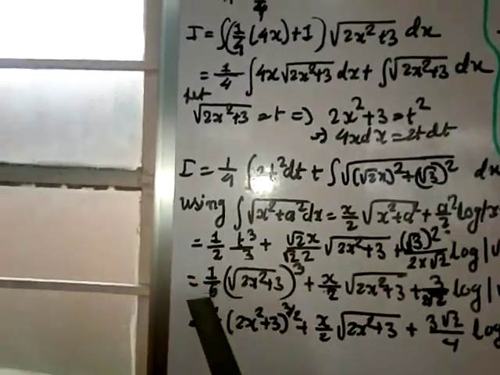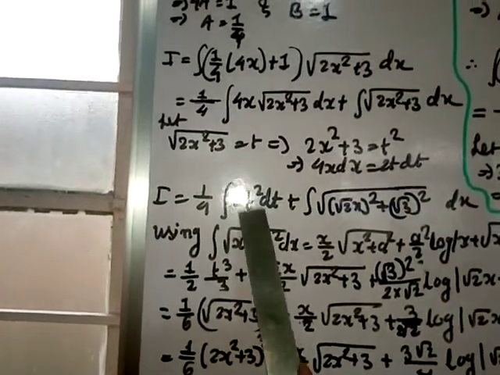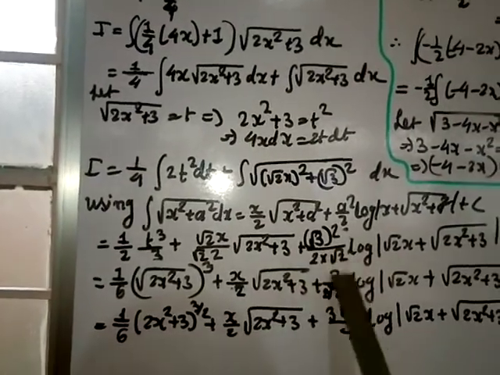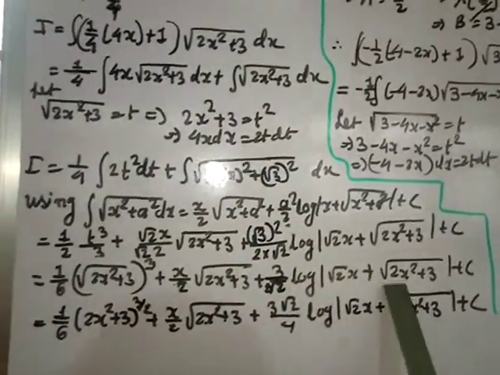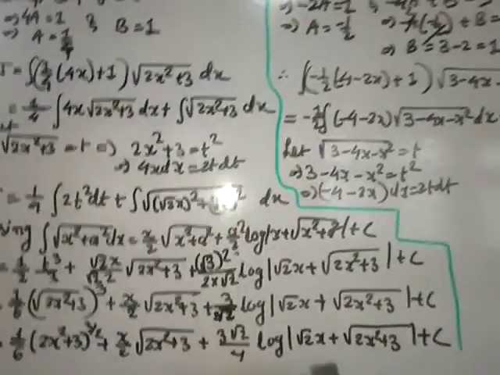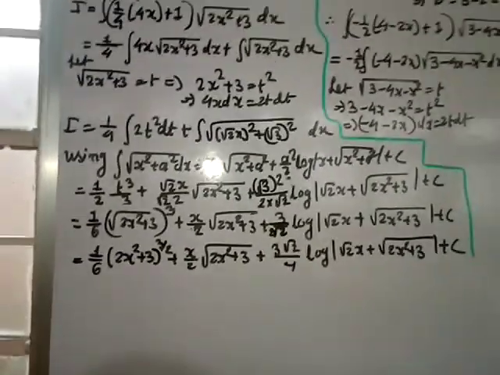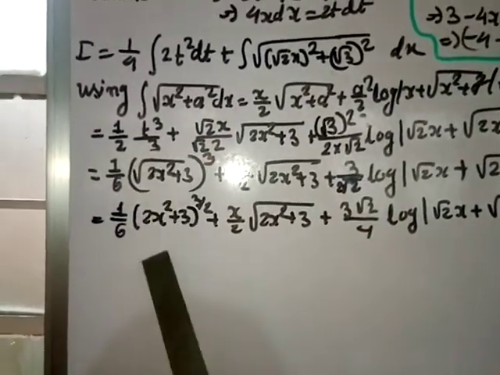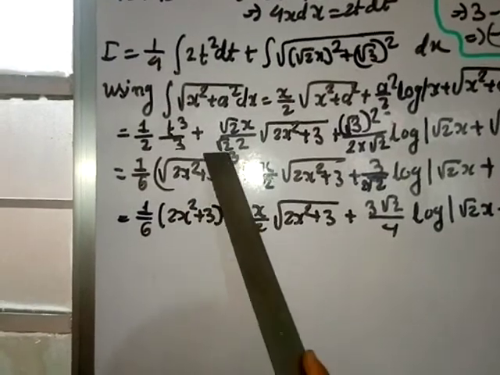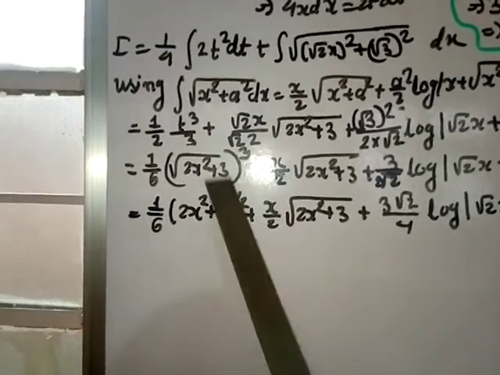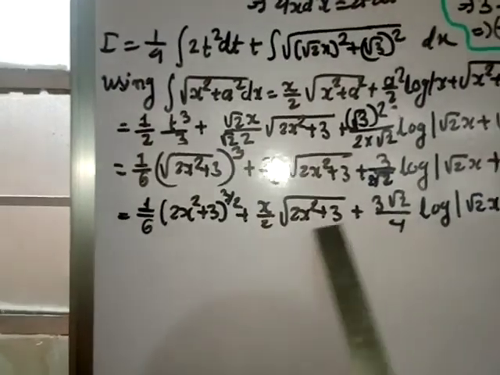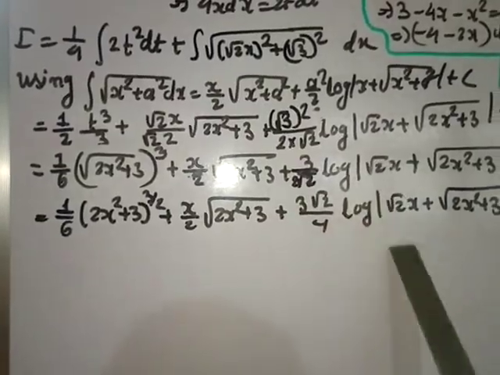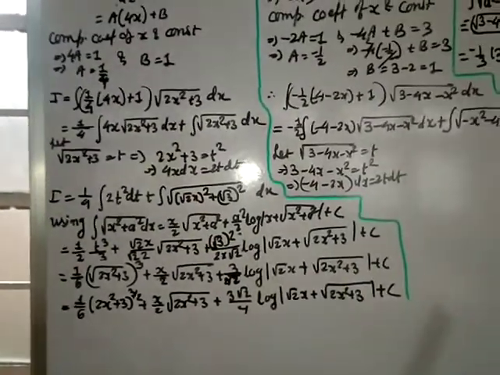So here you get 2 into 3 is 6, and the value of t is square root of 2x square plus 3 that you have taken here. Here in x by 2 root 2, the root 2 cuts, this is as it is, root 3 square is 3, over 2 root 2, log of root 2x plus square root of 2x square plus 3, plus c. Here I am just rationalizing because the answer at the back is with rationalization, so I multiply and divide by root 2. The square root can be written as 3 by 2 power 3 by 2, plus this as it is, plus 3 into root 2 over 4, and this is as it is. So that is the answer for question number 13.